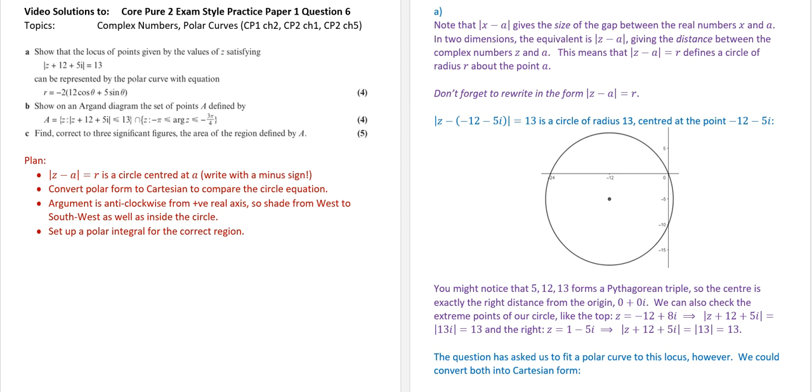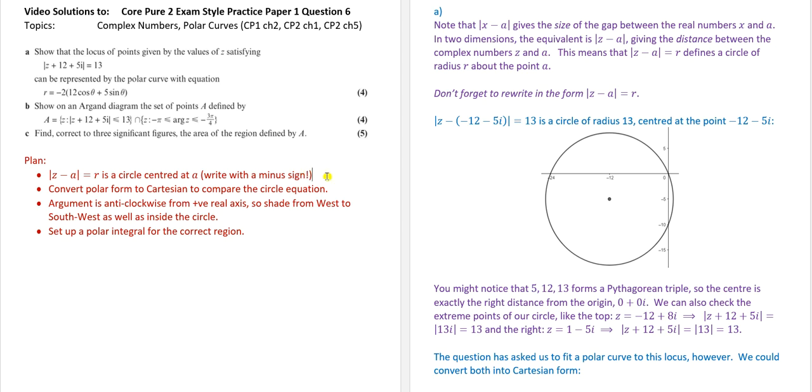In the first case, the fact that our most basic, if you like, the most fundamental locus definition will be modulus of z minus a is equal to r. In other words, the distance from z to the complex number a is always equal to some fixed value. And if that's the case, you're describing a circle centered at a with radius r.